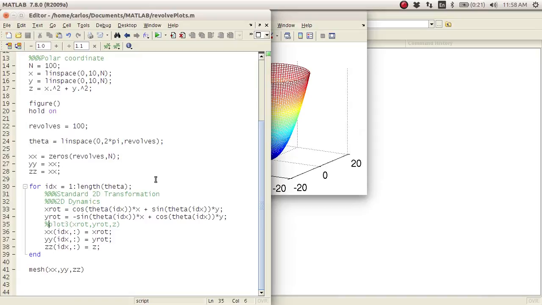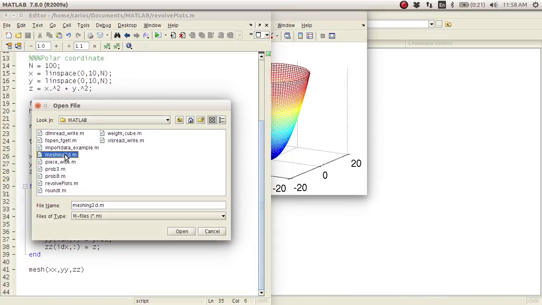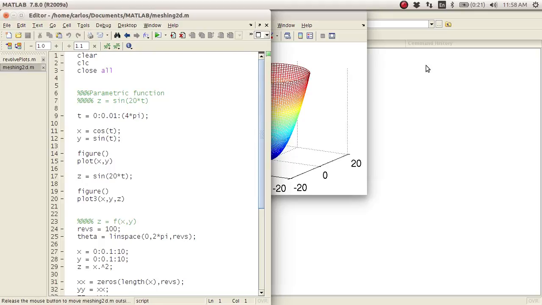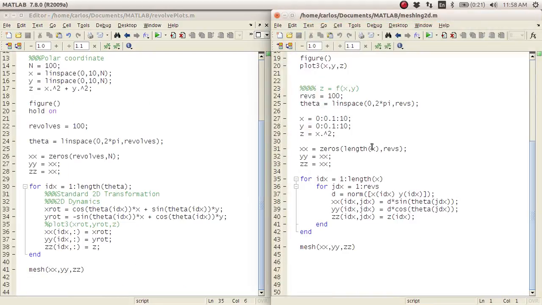Now, if you look at this code, I'm going to open Mesh2D from the other video, and I'm going to put this over here. The code is actually a little different. There's still some sines and cosines, but I use this norm function. I'm still using sines and thetas, but I thought this was an easier way to explain it. It's really up to you. This is essentially doing the same thing, except if you notice there are 2 for loops here versus 1 for loop here, so that's why I kind of like this better.